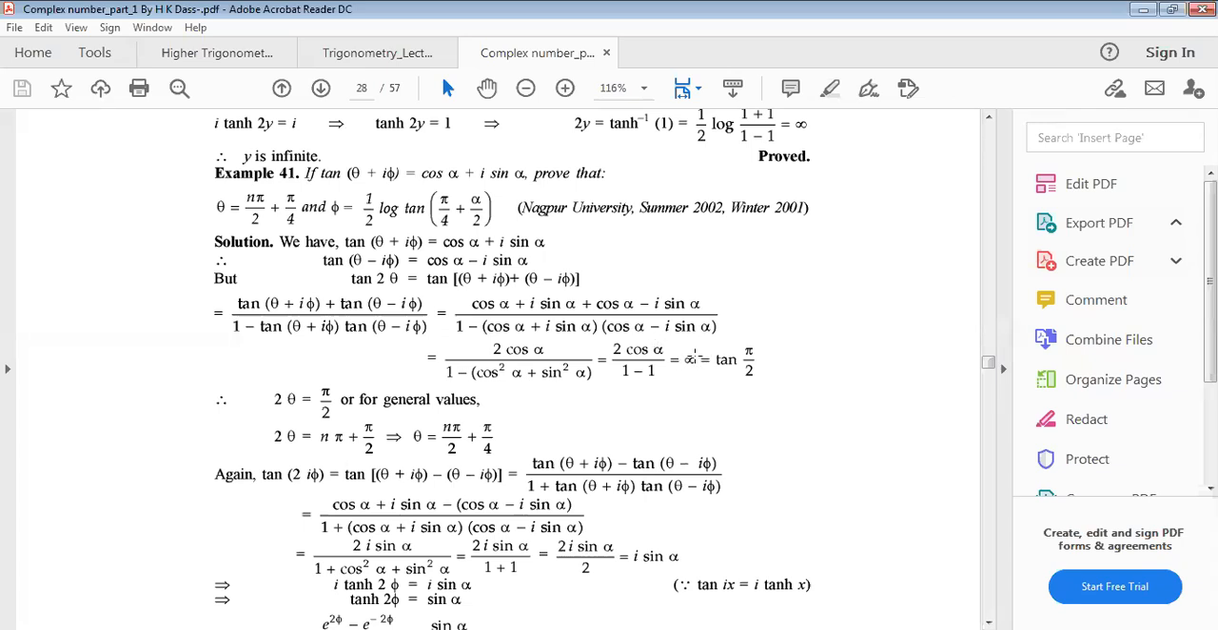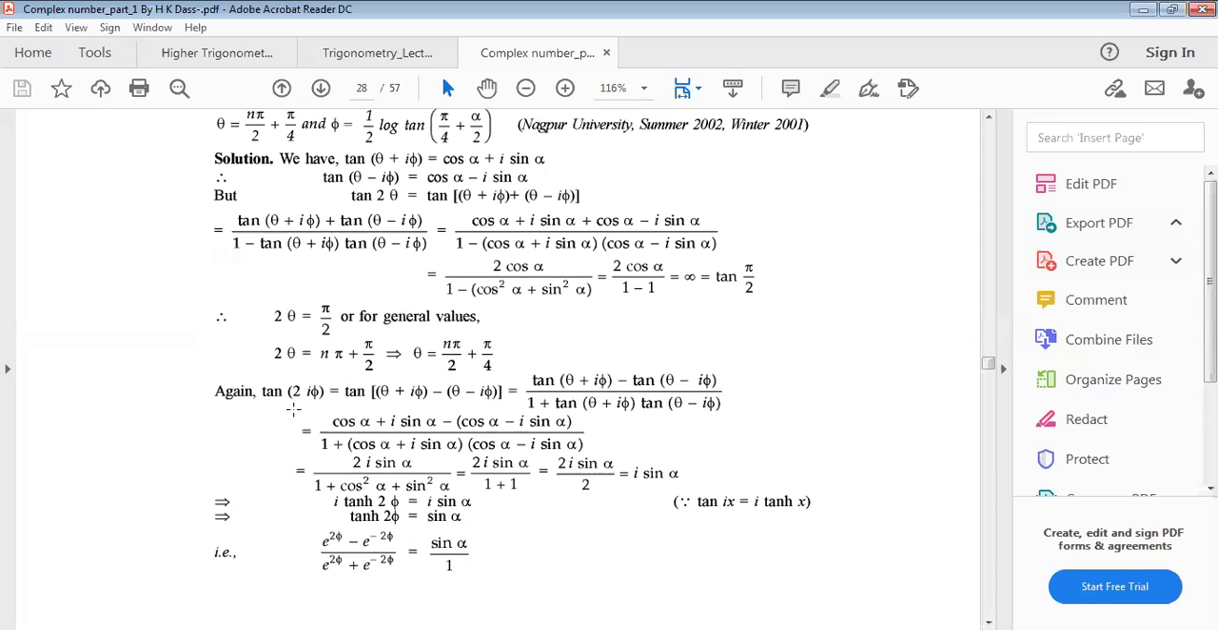And tan of infinity is how many degrees? 90 degrees. This is why tan of π/2, so 2θ equals π/2. For the general form, 2θ equals nπ + π/2, where n is 0, 1, 2, 3 and so on, because it is a circular function. Therefore, dividing by 2 on both sides, θ equals nπ/2 + π/4.